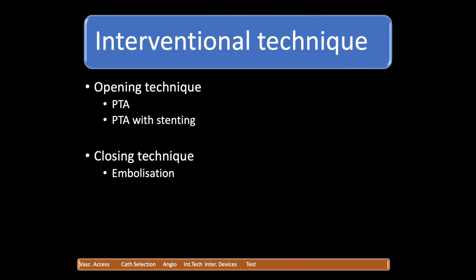In interventional technique, there are only two techniques: opening technique and closing technique. Opening technique is called angioplasty, percutaneous transluminal angioplasty, with stenting or without stenting, with a drug-eluting balloon or without a drug-eluting balloon, with a drug-eluting stent. There are so many things available. The closing technique is called embolization. So these are the two things. It is all for intervention, whether it is any other place, there are only two techniques: opening technique and closing technique.